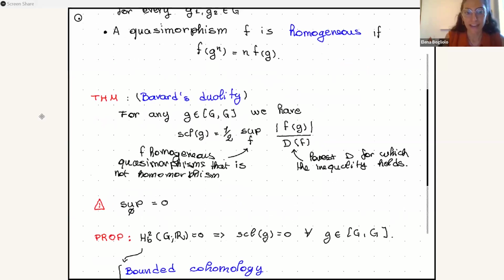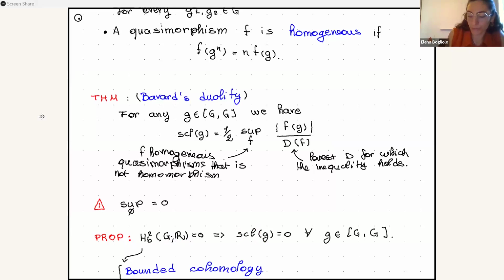Okay, now the relation between stable commutator length and quasimorphism allows us to find a relation between stable commutator length and bounded cohomology. And this is important in our case because we use known results in bounded cohomology in order to find vanishing results for the stable commutator length for some groups. So the relation between bounded cohomology and stable commutator length is the following. Whenever a group G has a trivial second bounded cohomology with real coefficients, then it also has a trivial stable commutator length.